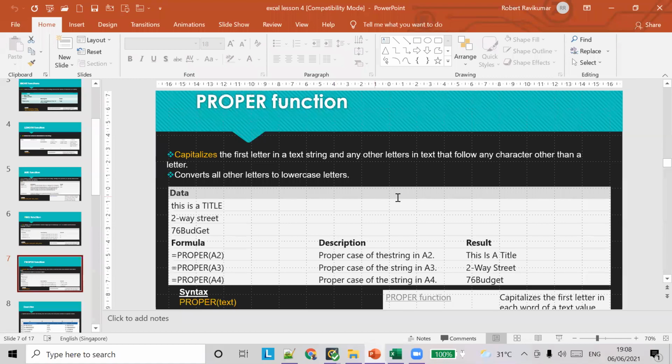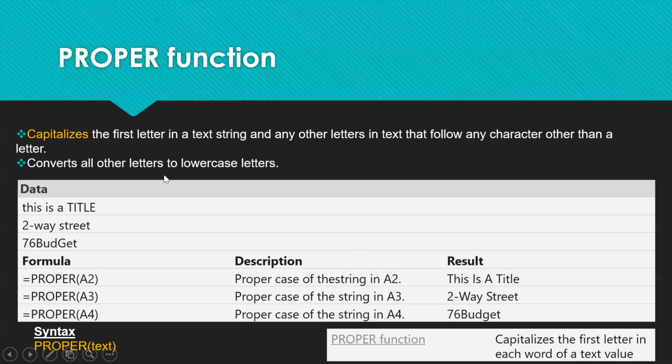So there is a function called PROPER. PROPER will capitalize the first letter in a string, and any other letters in the text that follow any character other than a letter. It converts all other letters to lowercase letters. Usually when you type a sentence, it always starts with a capital letter, and all the other letters are small letters. That's what the PROPER function is trying to achieve.